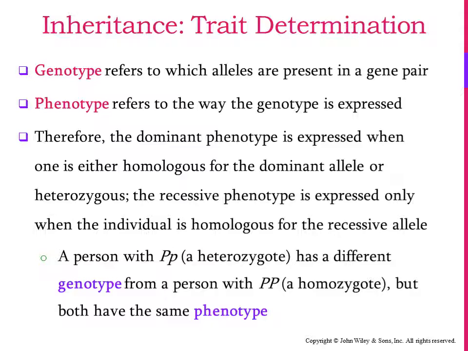That is the phenotype. So the dominant phenotype is expressed when either one or two copies of that dominant allele are present, so the homozygous dominant or heterozygous form. The recessive phenotype is only expressed when the individual is homozygous for that recessive trait.